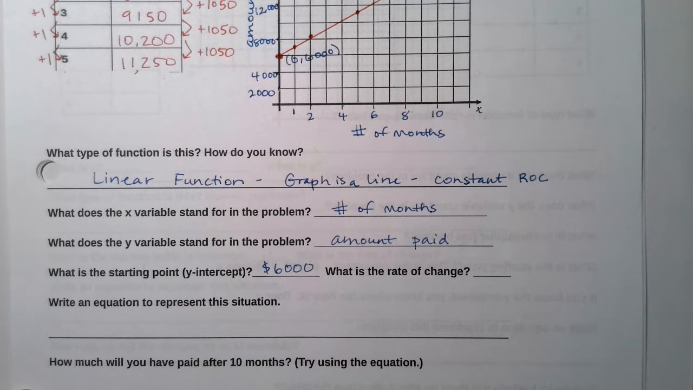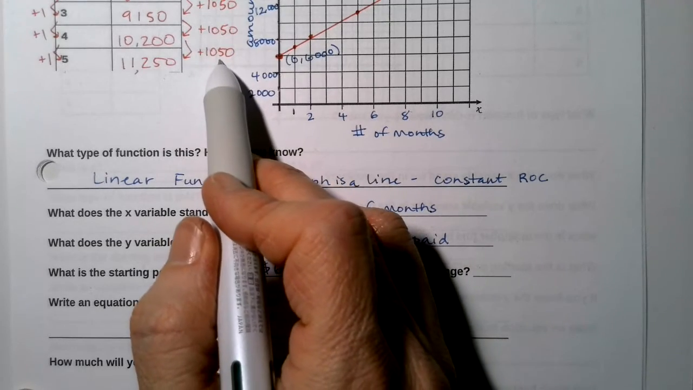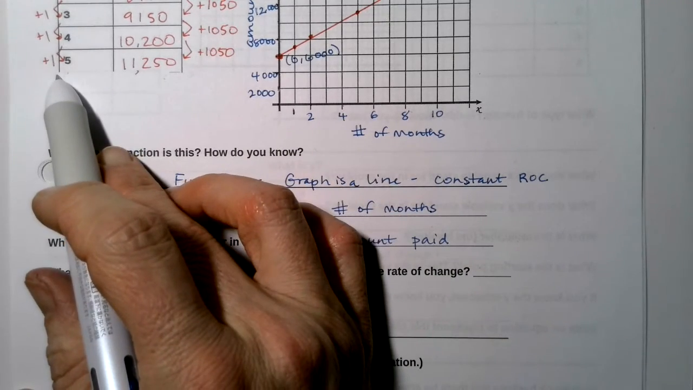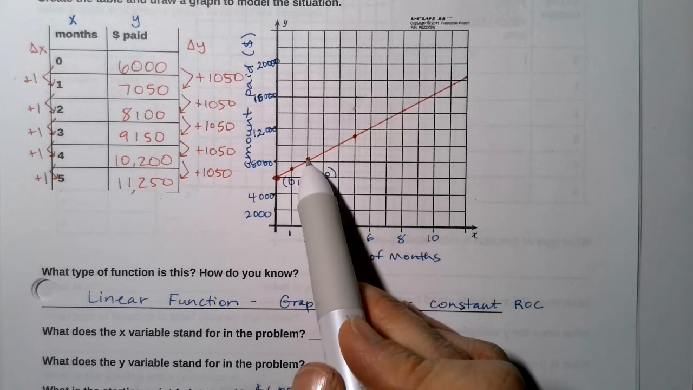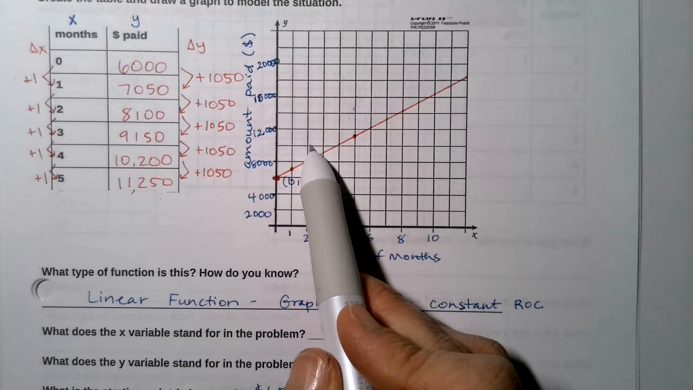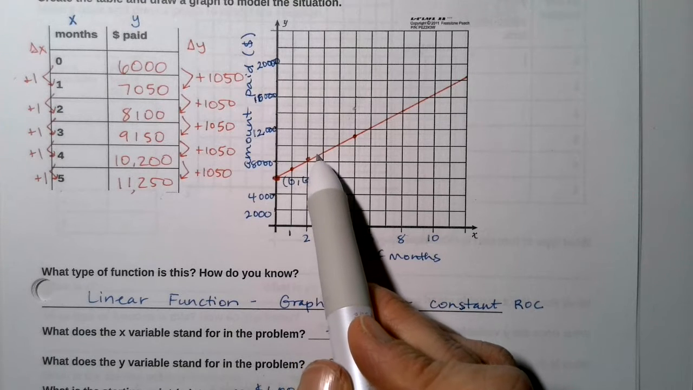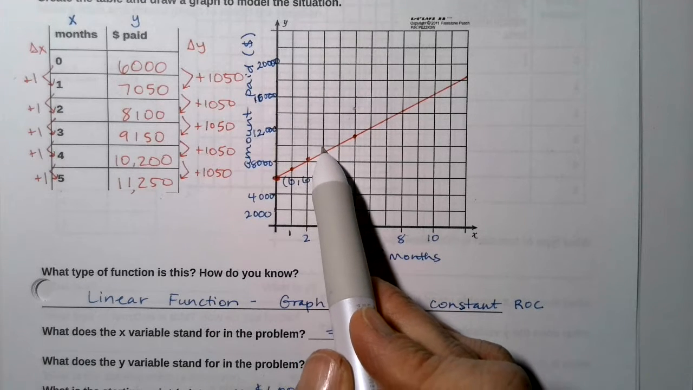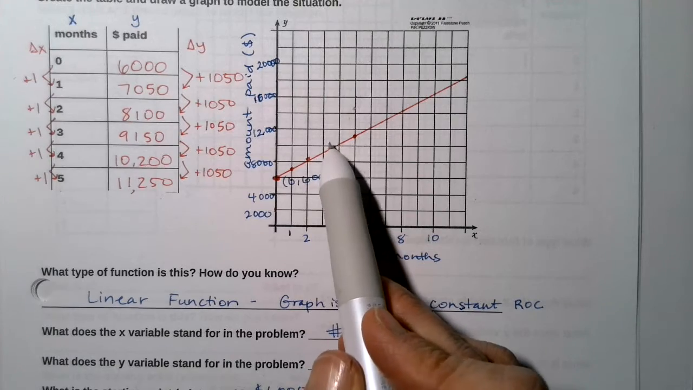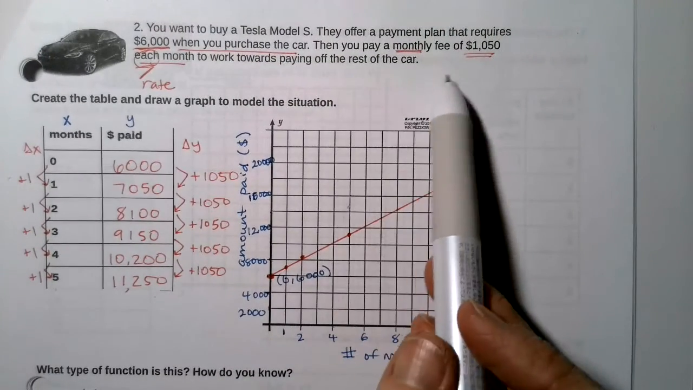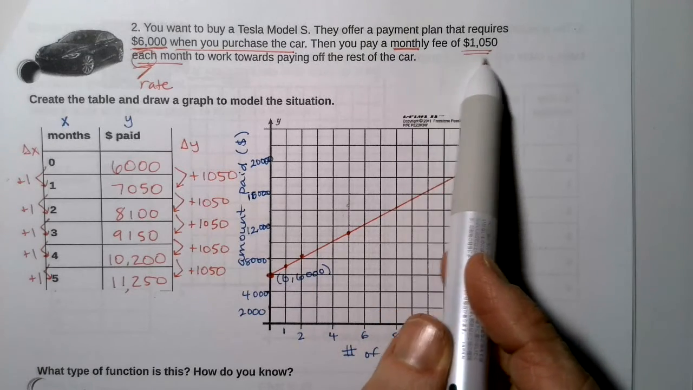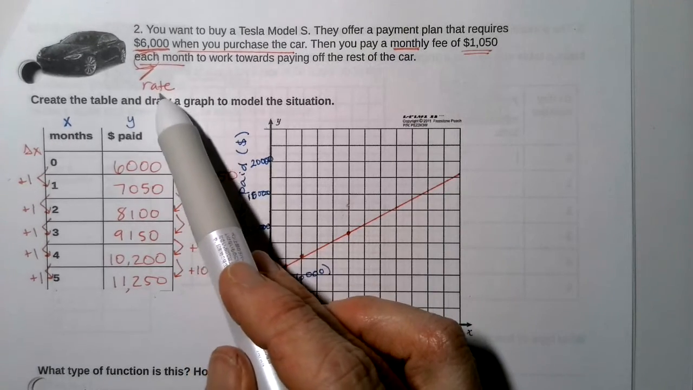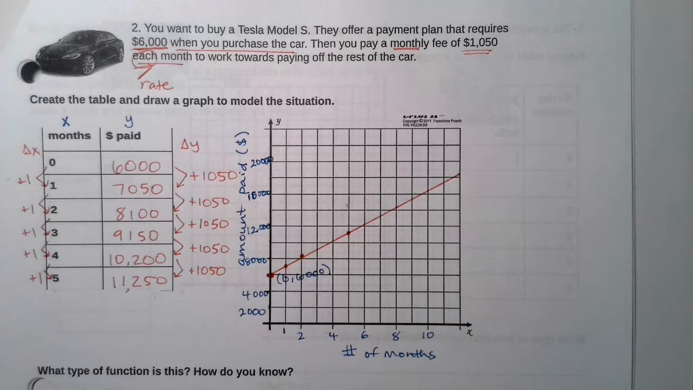And then we need to figure out what the rate of change is. You can see right here, it's always the change in y over the change in x. You could see the rise over run here. As you go up 1,050, you go over 1 month. So up 1,050 over 1, up 1,050 over 1. And in the words for the problem, the monthly fee of 1,050 each month is our rate, which is the same as our slope or rate of change.